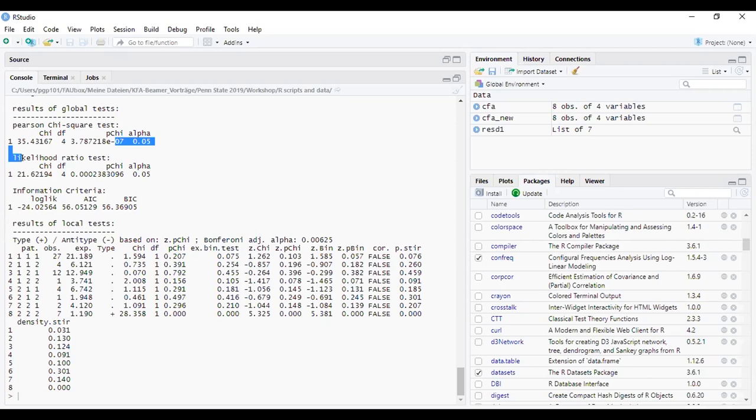You get information criteria. This is important in case you are comparing different CFA results and you would like to go with the result that has the lower BIC and chi-square values. Here we see the pattern. We have the observed frequencies, here the expected frequencies, and here is the column where you can find either a plus sign, type, or a minus sign, antitype. And here you can see all the different statistics, where I prefer to use this chi-square approximation of this z value.